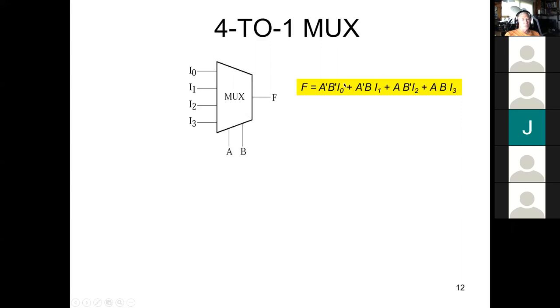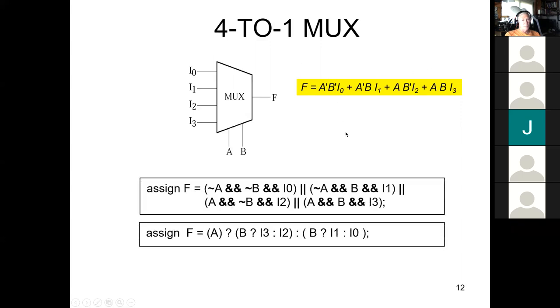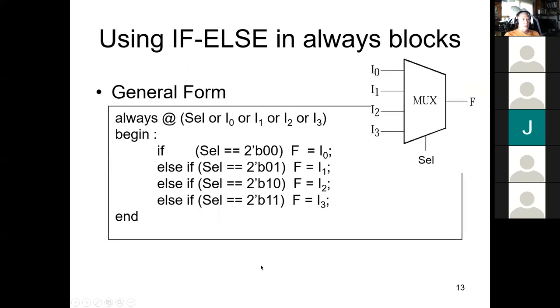And here's a 4-to-1, same thing. And we just did this. And you can write this either way, right? You can write this out like this with an assign statement using your operators, or you can use your conditional assignment like that. To me, this is more readable. But you can also argue this is pretty readable here.